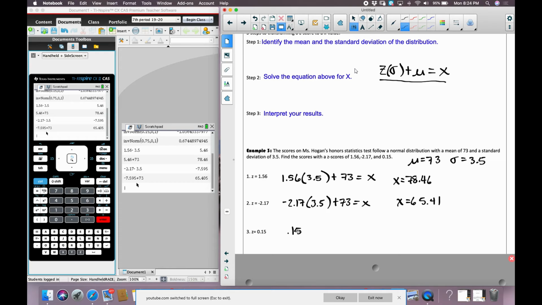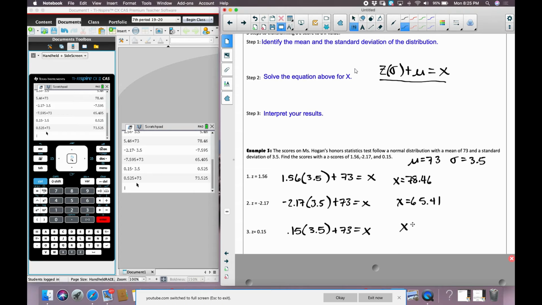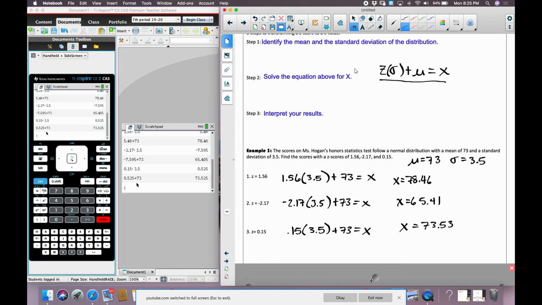And then last, we'll take a z-score of 0.15 and translate that into an actual test score. So 0.15 times 3.5 plus 73 equals x. So that seems reasonable. 73.53 is just slightly above the mean. 0.15 is also slightly above 0, which is a standardized mean, so that does make sense. And so a z-score of 0.15 is associated with a test score of 73.53.